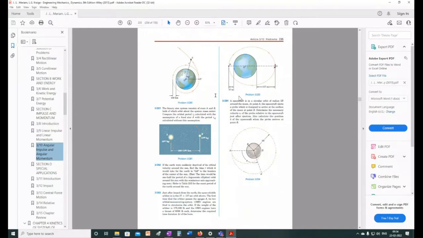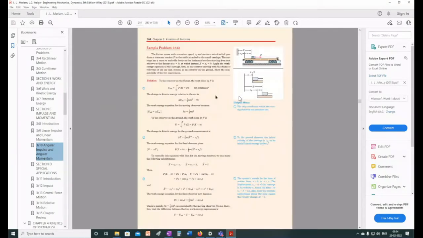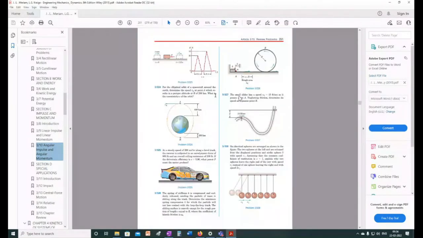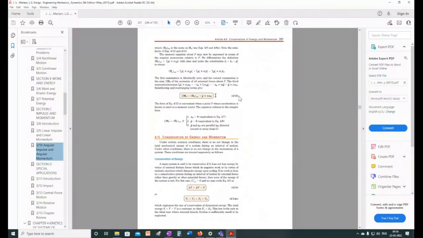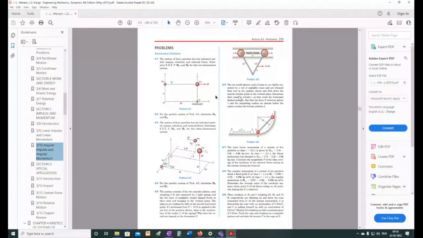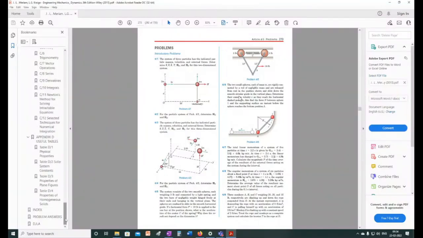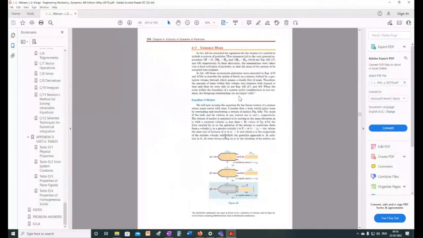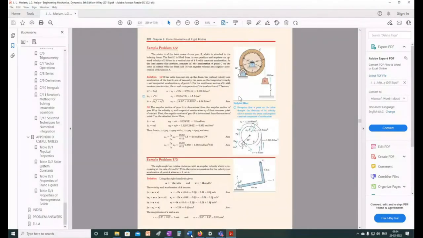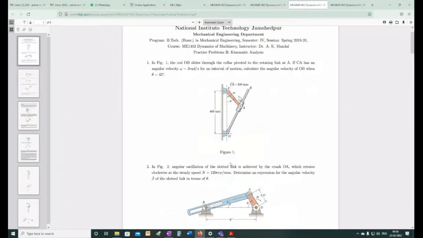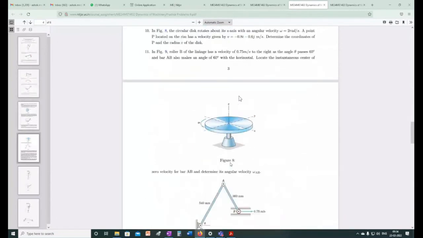When you solve those problems, your depth of understanding increases and your confidence of solving problems increases. So this is a book which is available. You can download it from the internet. And for most of the problems, the answers are given at the end of the book. From only one chapter, I have given you these problems in the problem set. These are all two-dimensional problems. There are three-dimensional problems. We will also solve a few three-dimensional problems when we study gyroscope.